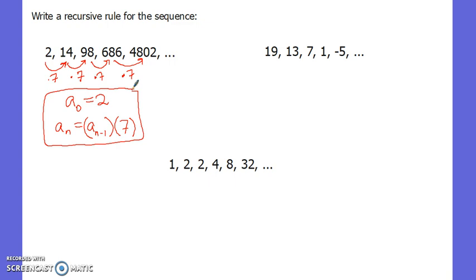So take a second. I'm going to let you think about it. But take a good look at what's already on the screen and see if you can't come up with a recursive rule for these two sequences. And then I'll come right back here in just a few seconds, and we'll put the answers on the screen for you, and you can kind of double check.